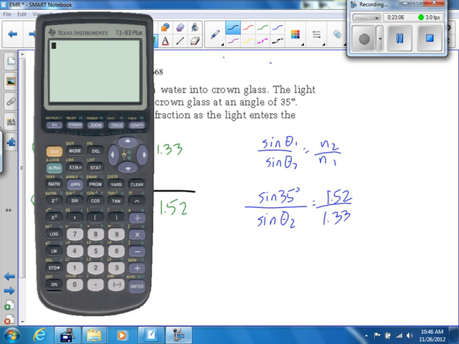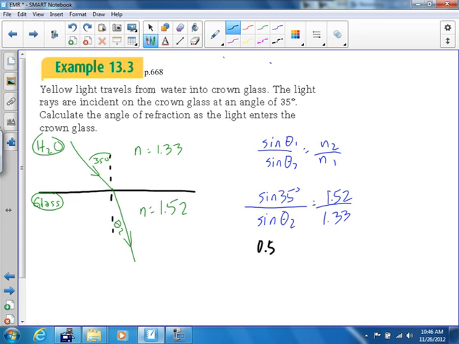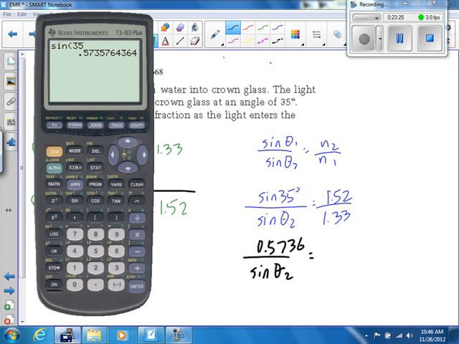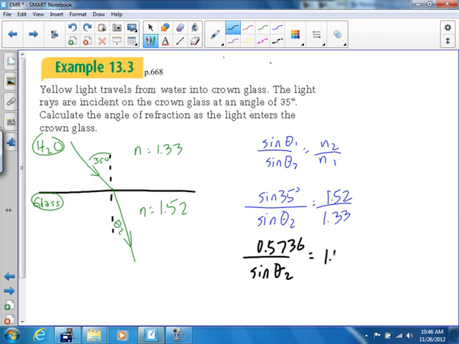All right, let's get sine 35. We get 0.5736 over sine theta 2. Now let's go 1.52, I should say, divided by 1.33. We're going to get 1.1429. 1.1429 on the right-hand side.